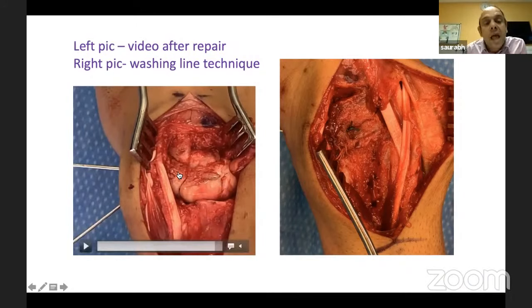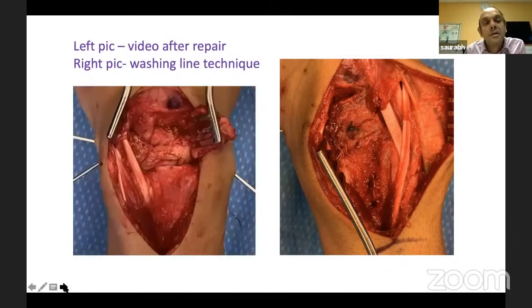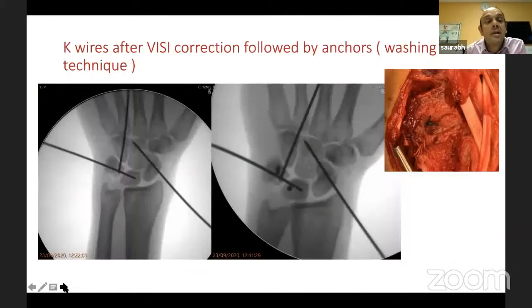Once I've done this, anchor in lunate, anchor in triquetrum, stitches will come on top of capsule, and I put a knot, capsule slaps down. So this will allow those vertical septa to heal again. So washing line technique. This is what I would do for these perilunate injuries or isolated ligament injuries. We'll see washing line in much more detail in a minute. So again, II images to what I've shown in the last slide.